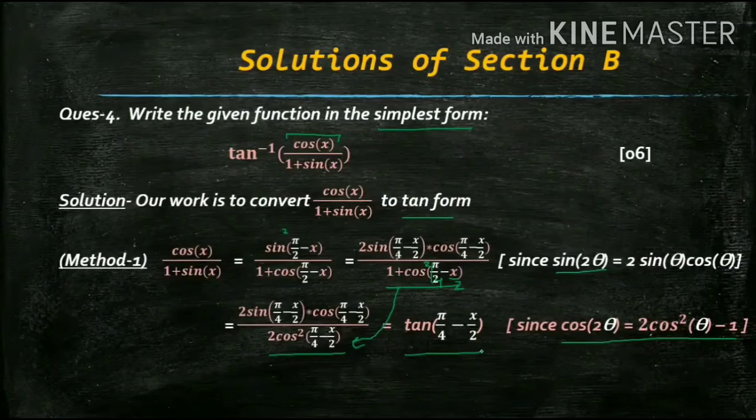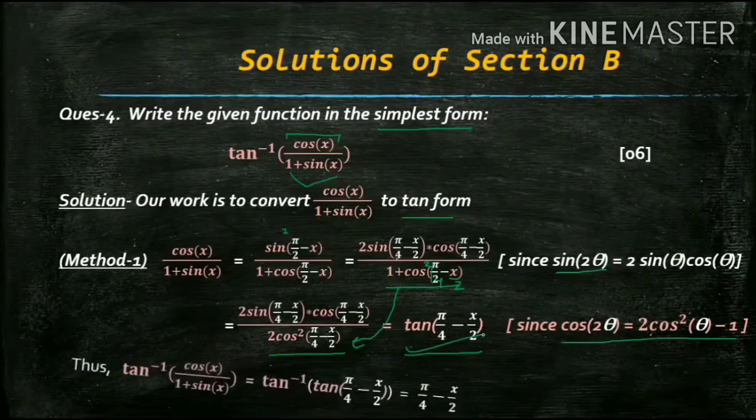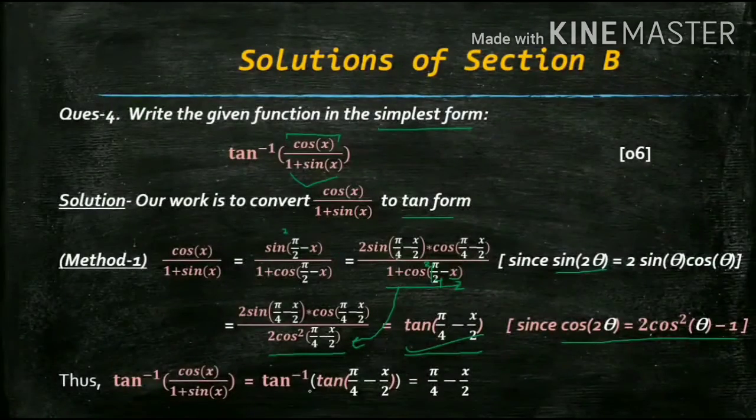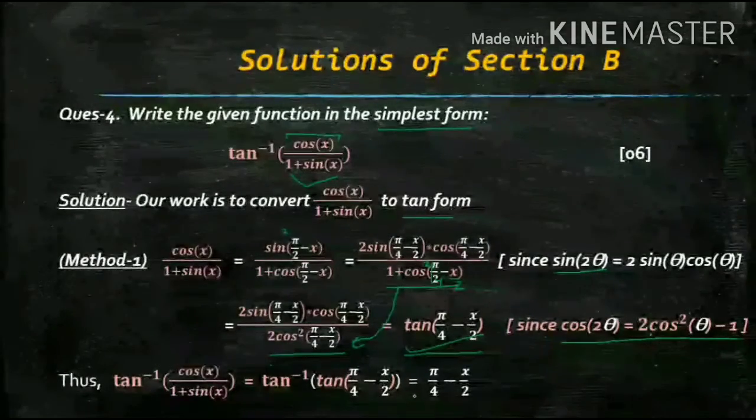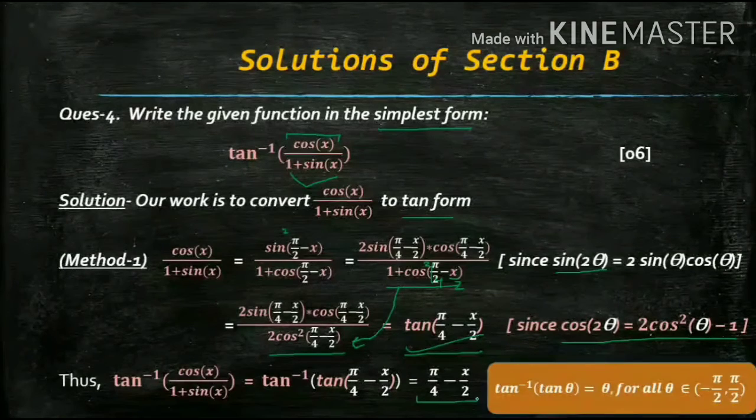So now your task is complete. You have successfully completed this term in tan form. Now just using the property, tan inverse of this becomes tan inverse of tan pi by 4 minus x by 2, which is nothing but pi by 4 minus x by 2, since tan inverse of tan theta is theta, for all theta belonging to this open interval. Now carefully look, for any value of x, pi by 4 minus x by 2 would only belong to this interval. That's why we have written like this, right?